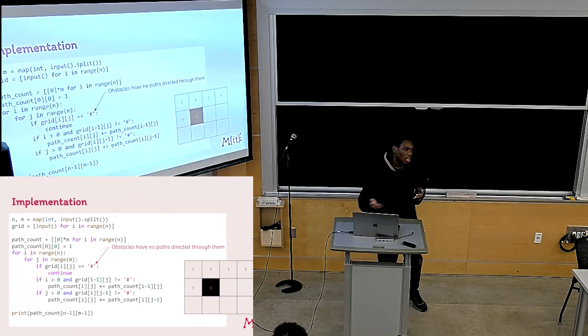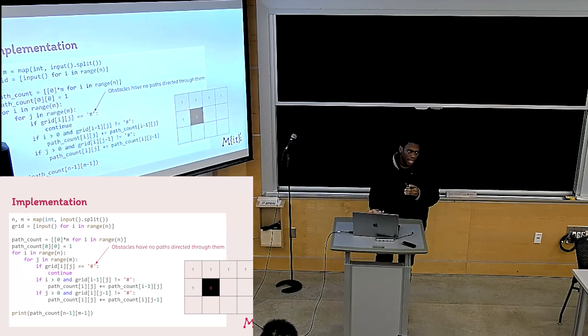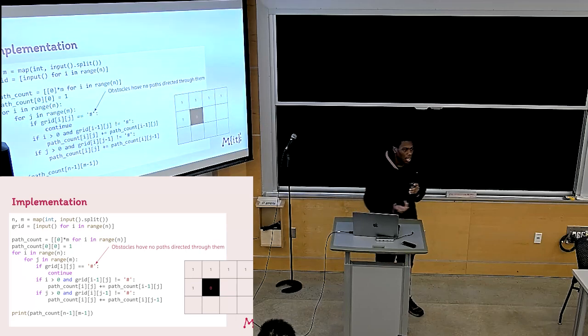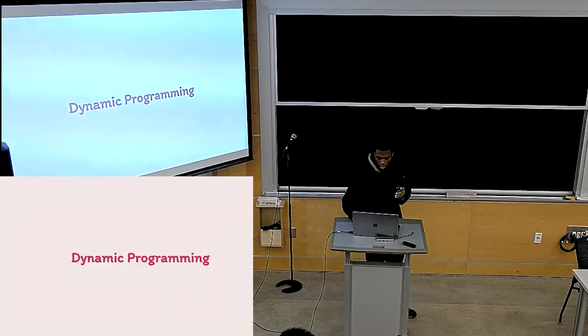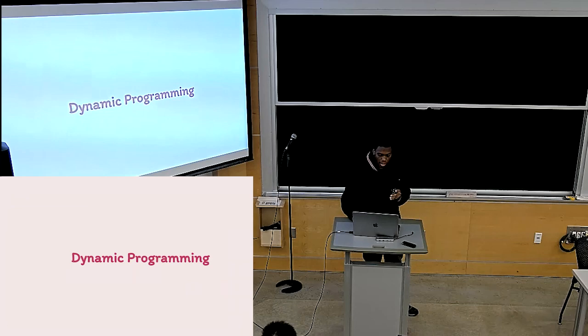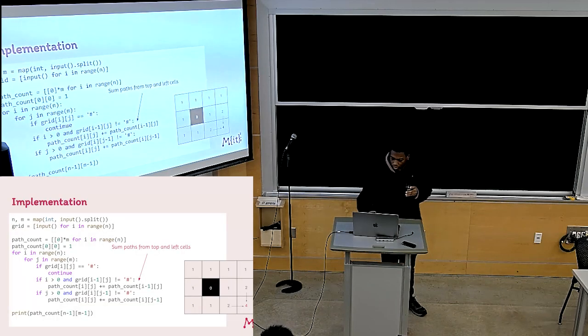And from there, we say no obstacles can be reached by any paths. So if we detect the obstacle, which we denote by a hashtag in this particular problem, we just leave the value 0 and continue on. And that's pretty much how you would do grid paths. And dynamic programming is very similar to this.